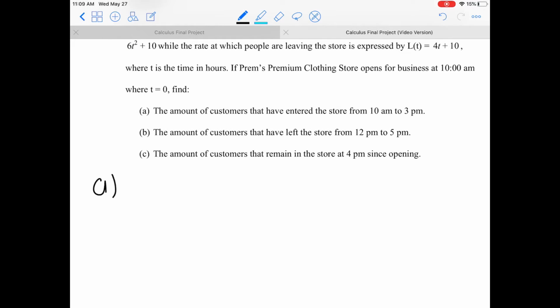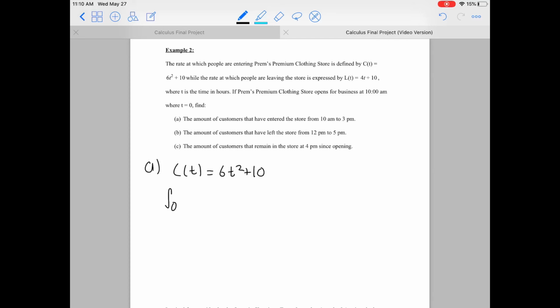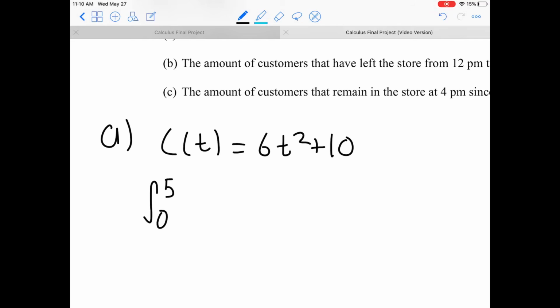to 3 p.m. So, in order to solve this problem, first we need to focus on the function that's given where the people are entering the store, which is C of t is equal to 6t squared plus 10. Next, we must set up our integral where our lower limit would be 0, since 10 a.m. is the opening time, and where t equals 0, and 3 p.m. is 5 hours after the opening time, so our upper limit would be 5.